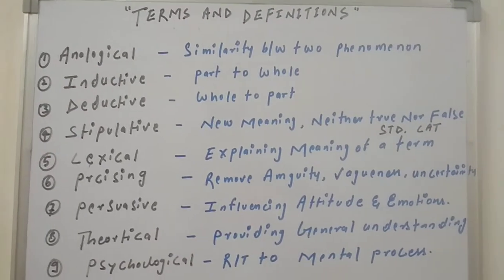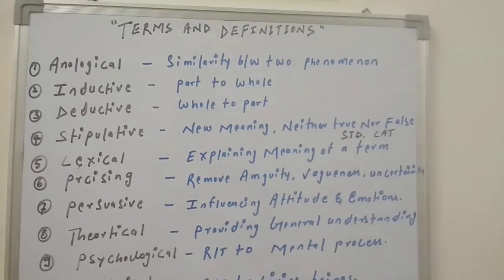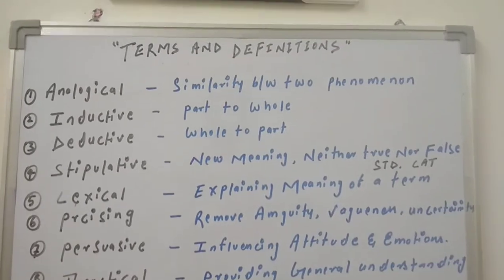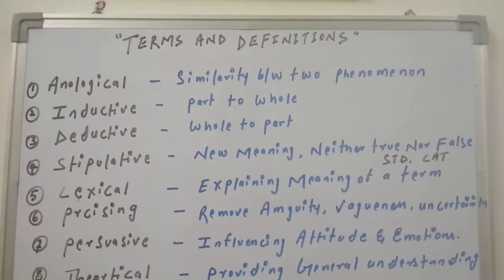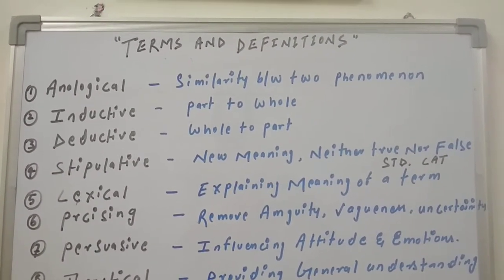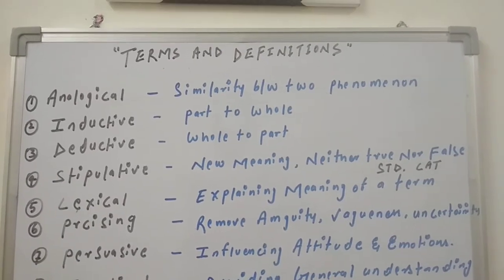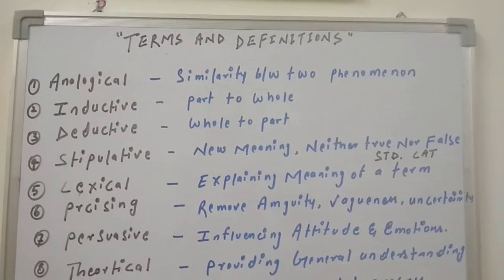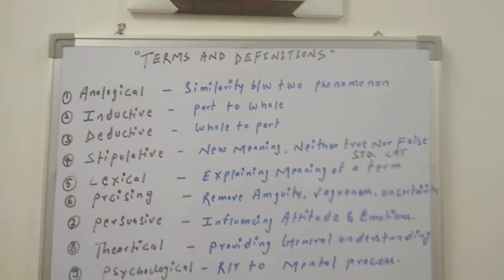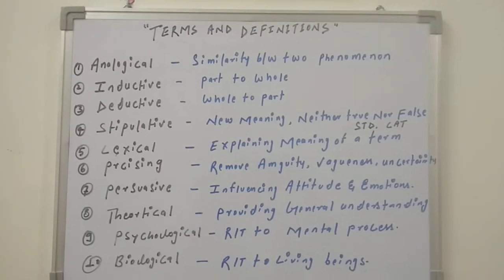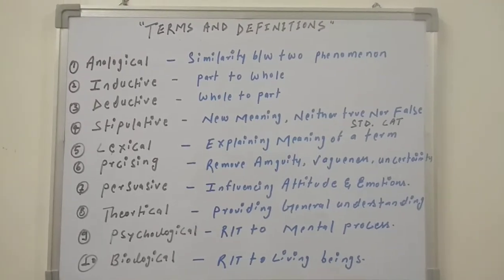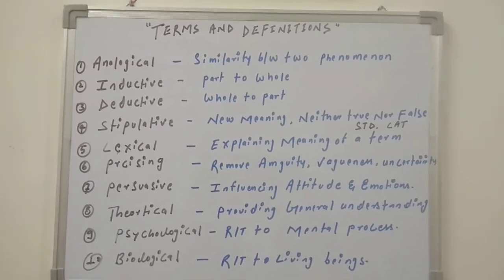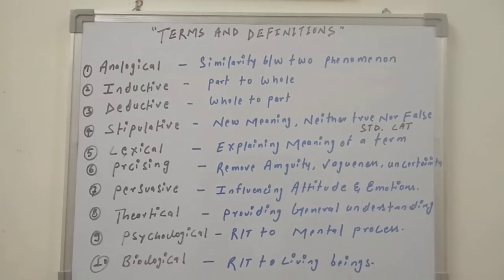First one is analogical terms or analogical definitions. Analogical means when we compare, or when we show the similarity between two phenomena, or when we make a comparison between the similarity of two phenomena. If I take an example, divide the things between two people in very equal parts by following the Lucy formula. That means we are comparing two phenomena.